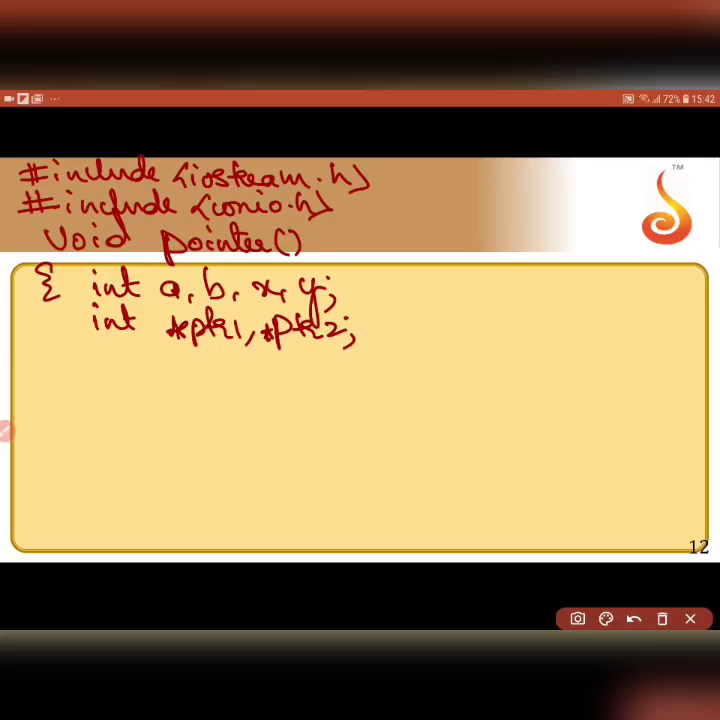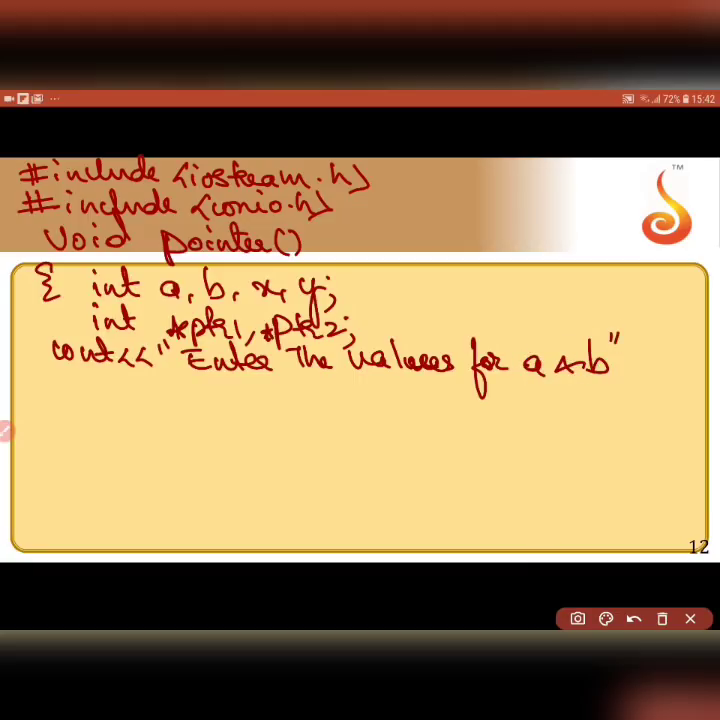After that, let me say cout enter the values for a and b, then cin a, b. So I am asking the user to enter the values for a and b, and I am taking in the values for a and b.